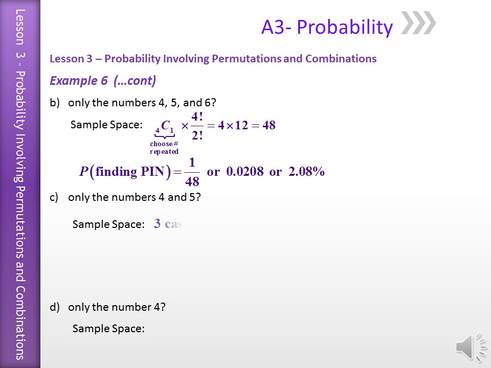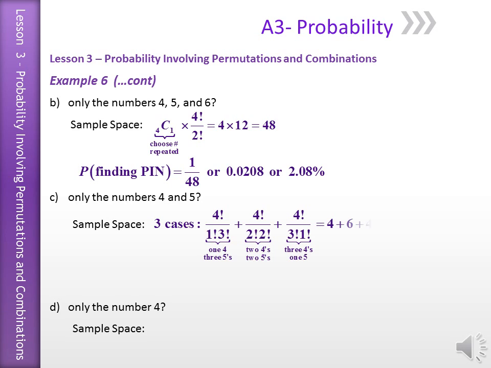So the first case would be if we had 1 4 and 3 5s. So that would be 4 factorial over 1 factorial times 3 factorial, plus the case of having 2 of each. So that would be 4 factorial over 2 factorial times 2 factorial, plus our third case of having 3 4s and 1 5: 4 factorial over 3 factorial times 1 factorial. This works out to be 4 plus 6 plus 4, or 14. So the probability of finding our PIN is 1 over 14, or 0.0714, or 7.14%.